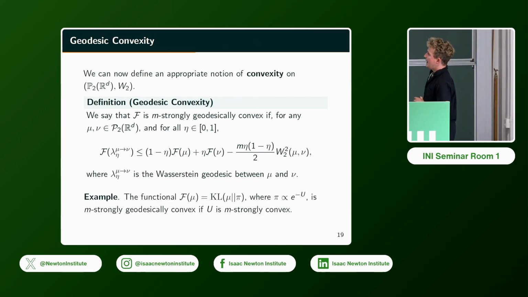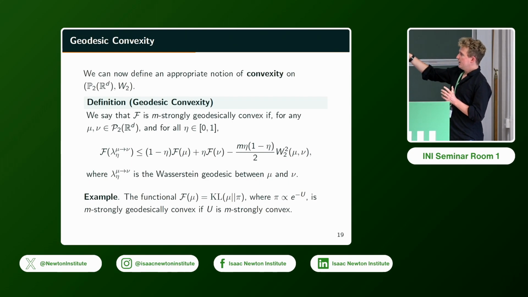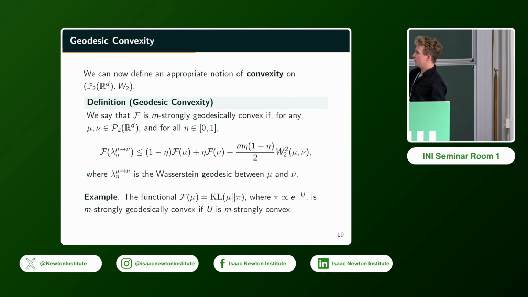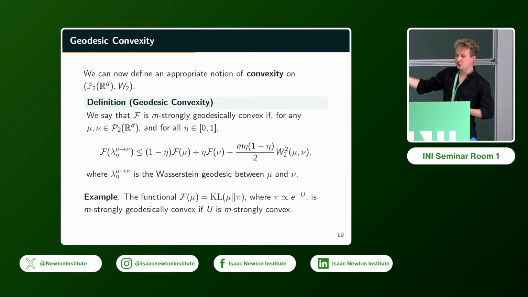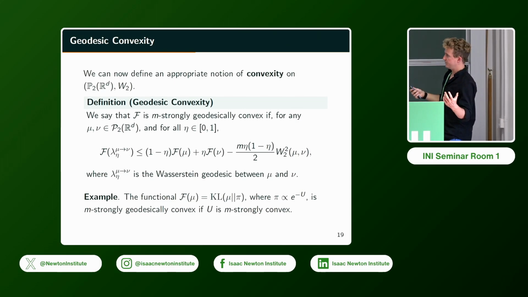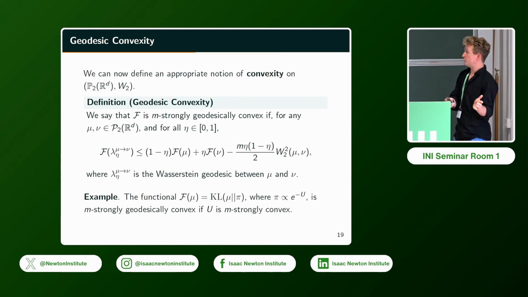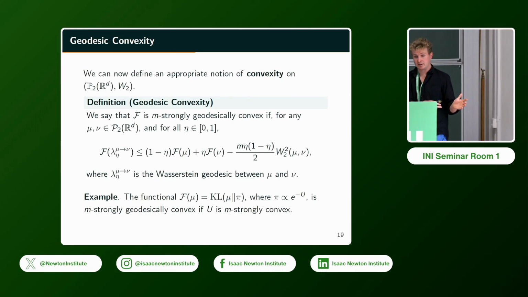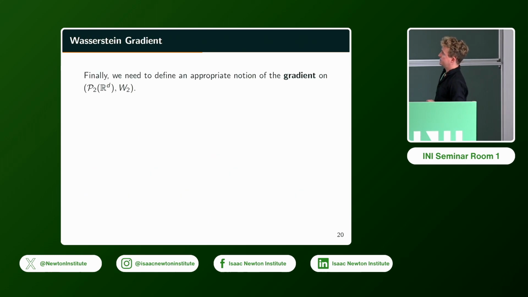And one remark to make here is that the nice thing is that the functional f, if we define f as the KL divergence, actually inherits a lot of properties from the potential function in the measure we want to sample from. So in particular, if we want to sample from some pi which is proportional to e to the minus U, some potential function U, if U is m-strongly convex, then it actually turns out that the KL divergence between mu and pi is m-strongly geodesically convex in our Wasserstein space. So that's nice. We can inherit properties from whatever our potential function is into the Wasserstein space.